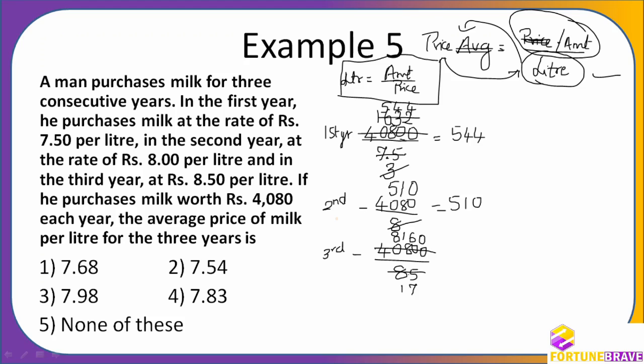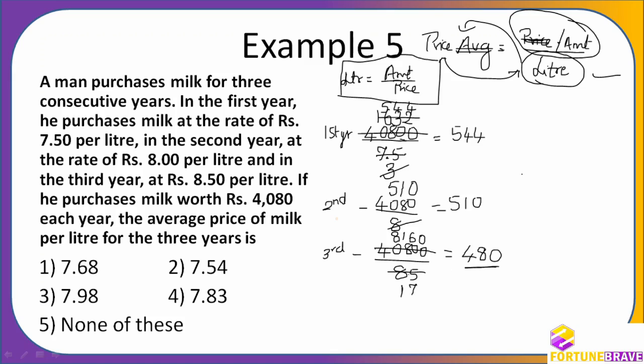So let us see what it will be. 17 fours are, how much will that be? 68. So 3 plus 10, 13, 136. So 136, 17 into how much is 136? You know the tables. So it should be 8 and 0. So 480 liters. So the total is this.